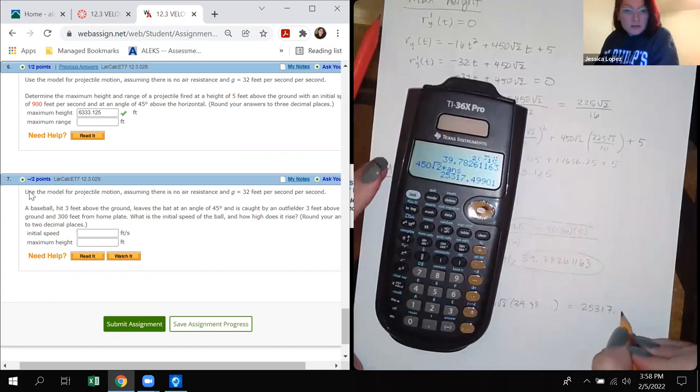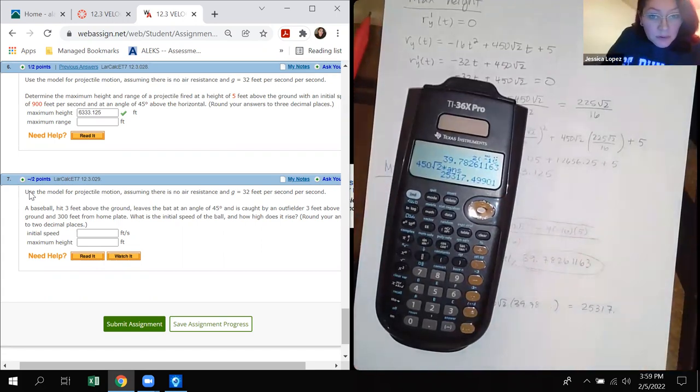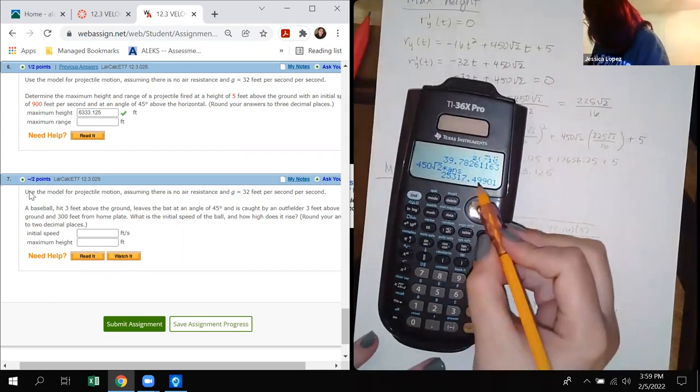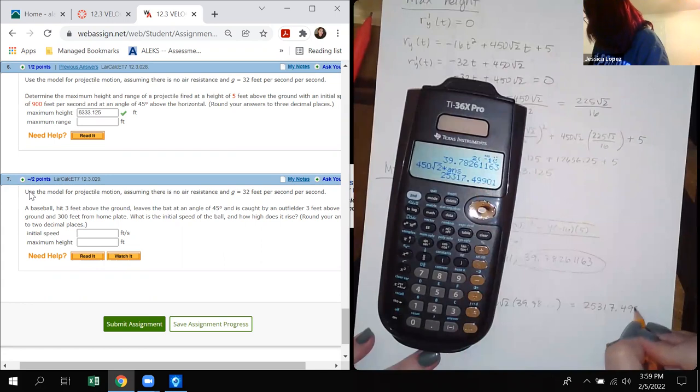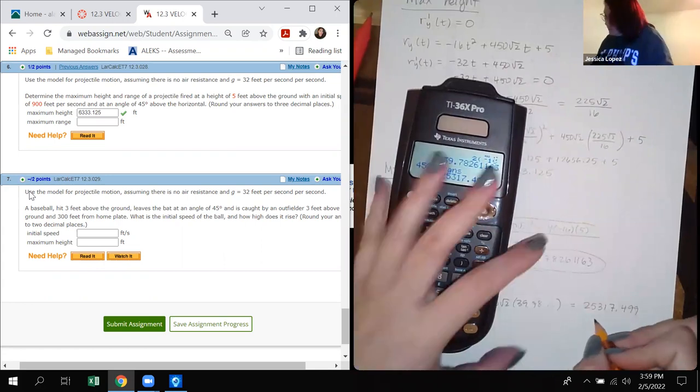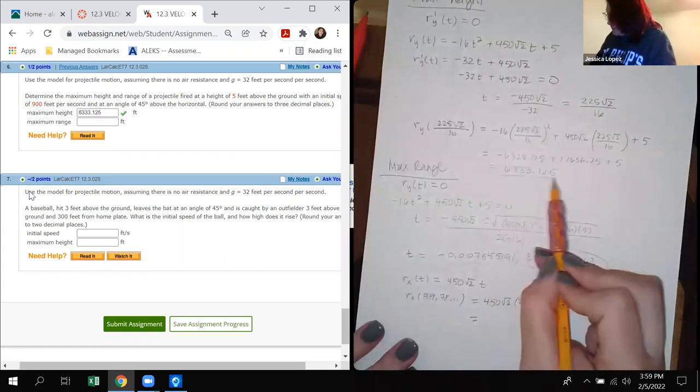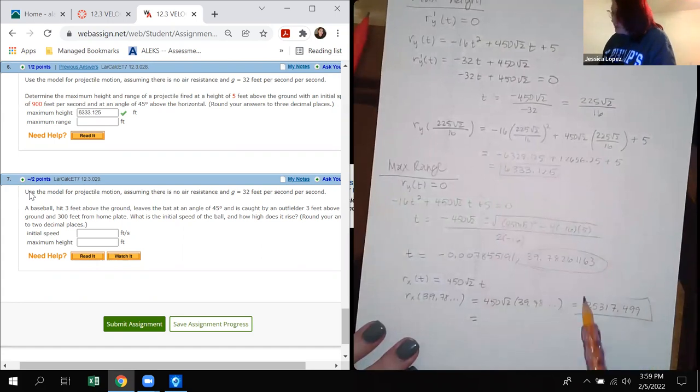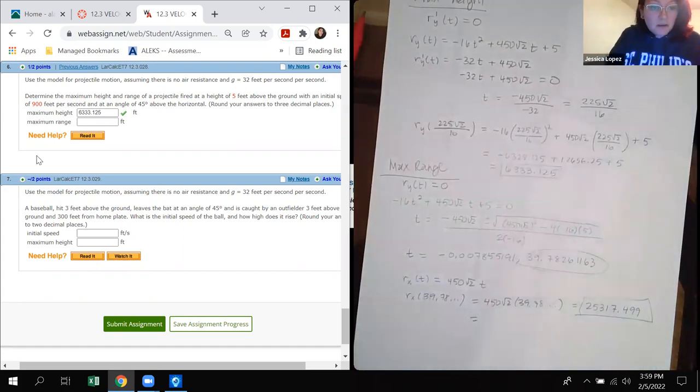25317 point, what? How many does it want me to round to? 3 decimal places. So 1, 2, 3. So it's just 499. And then this was my max height and this one's my max range. Now let's type it in there and see if we are good. 25317.499.